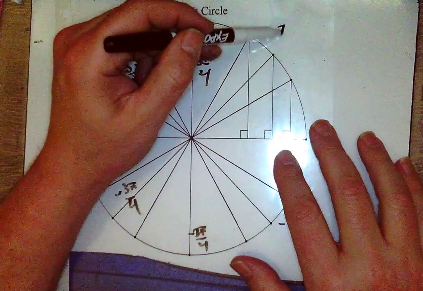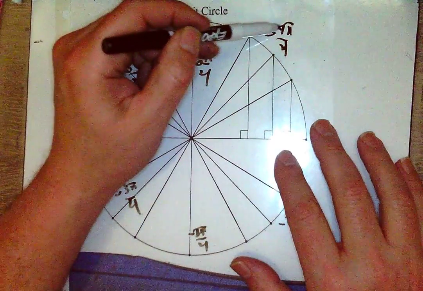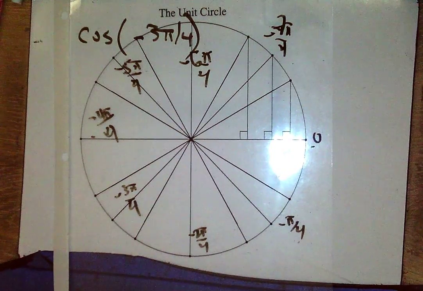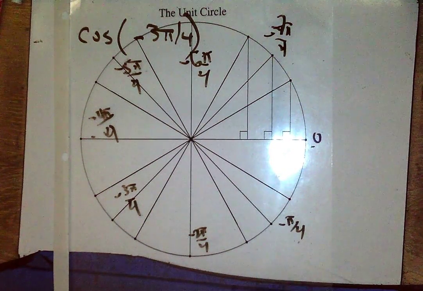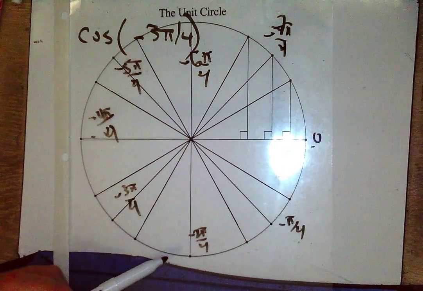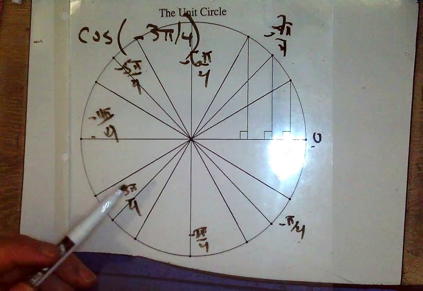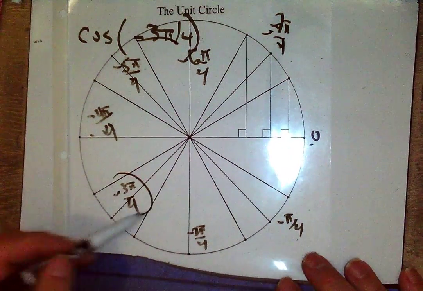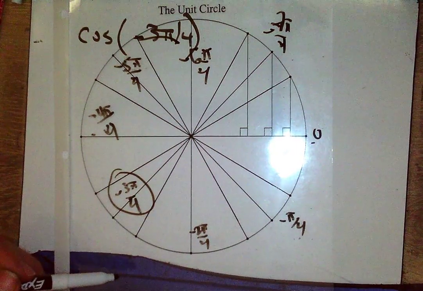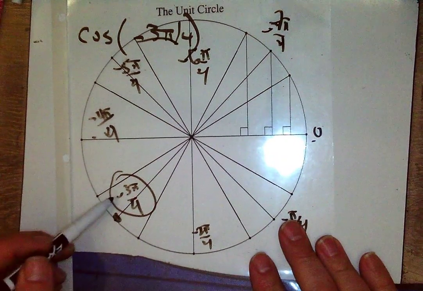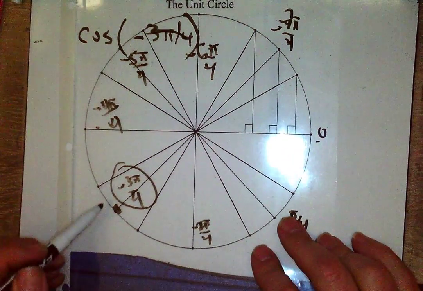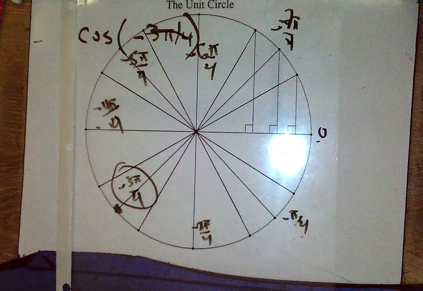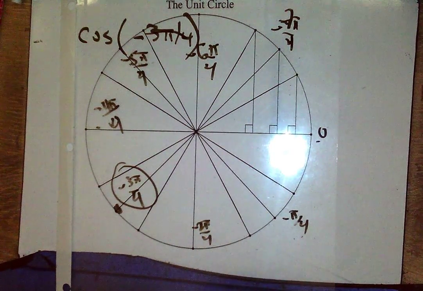There's negative 7 pi over 4, and this is going to go to negative 8 pi over 4. So what do we want to know? We want to know the cosine of negative 3 pi over 4. Well, here's negative 3 pi over 4. And so what's the cosine value? Well, we know the cosine value is the x value at that point. I'd like to know the x value at those 2 points.